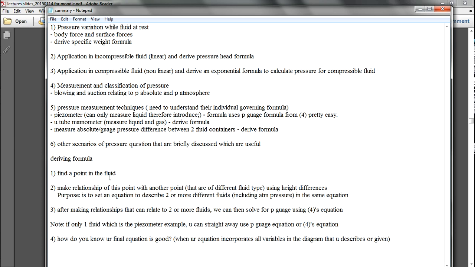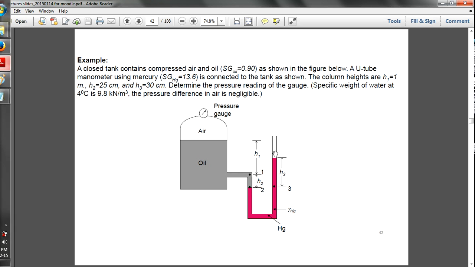Find a point in the fluid. Find point 2. How does point 2 relate to point 1? Point 2 relates to point 3. They are at the same height, so point 2 equals point 3, and point 2 is dependent on point 1. Point 1 is dependent on the air and the rho GH of this. Point 3 can also be expressed in terms of the atmospheric pressure plus the rho GH of this. These are the things I can identify from here.